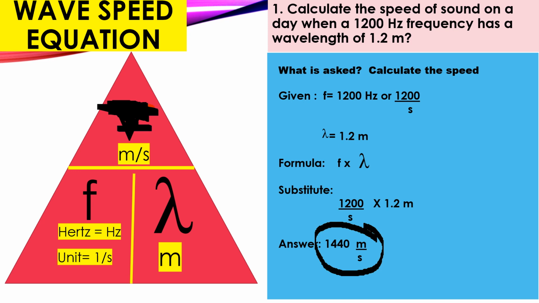So, isa-isang vibration sa 1,200 sa isang second, nag-vibrate or nagkaroon ng wave, nag-produce si sound ng 1,200 waves. So, ibig sabihin, we're going to multiply. So, our answer is 1,440 meter per second.